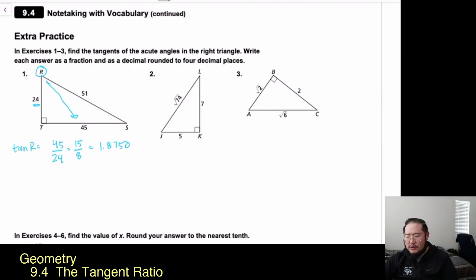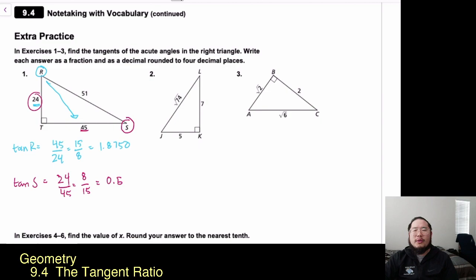All right, let's go ahead and move on to the next one. Next, we take a look at the other acute angle, angle S. This time, when we find the tangent of S, opposite will be 24, adjacent will be 45. So we have 24 over 45. Once again, we can simplify that to 8 over 15, which then equals 0.05333 with the bar over it, because it's just going to keep on repeating.